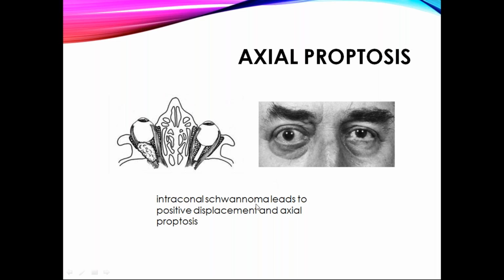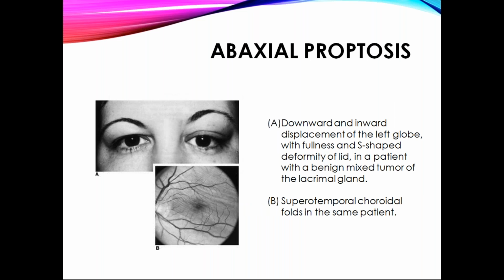An example for that is schwannoma, which leads to positive displacement and axial proptosis. So the eyeball is pushed forward. Why does this proptosis occur? Because the maximum volume of the orbit is 30 ml. When any tumor occupies the orbit, there is some amount of buffer space. So when the tumor exceeds the volume of the orbit, there is no other choice than the eyeball being pushed forward. So you can see here, this is axial proptosis.